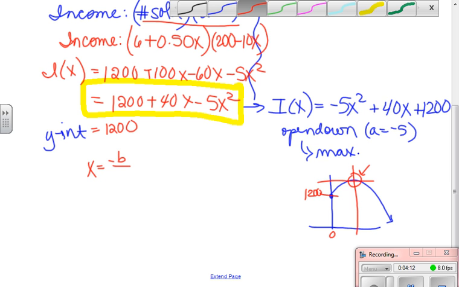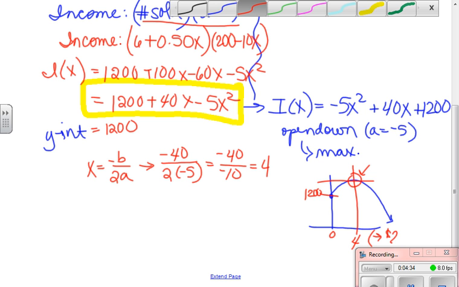Again, that formula: the opposite of b over 2a. In this case, my b is 40 and my a is negative 5. So I have negative 40 over negative 10, which is 4. So at 4 price increases, which remember is really $2 higher, 4 times 50 cents, I will make my maximum profit. Well, what is that maximum profit?